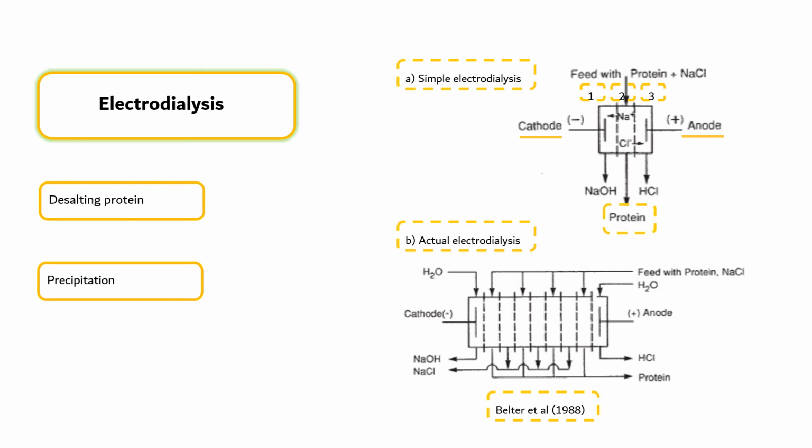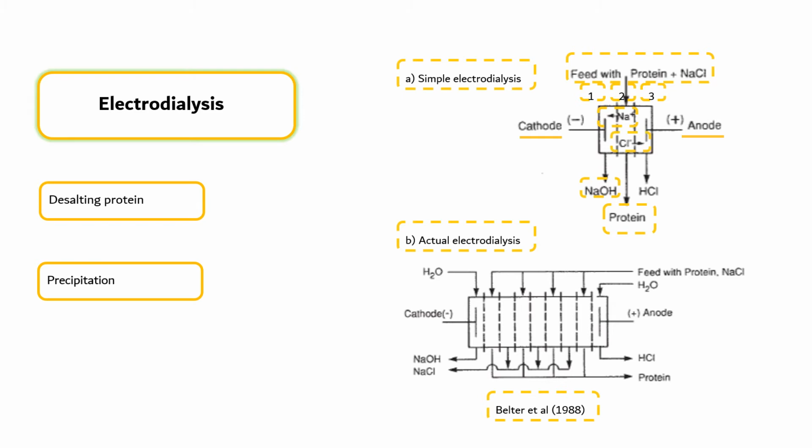The large protein cannot pass through the membrane. A solution containing the protein and a small electrolyte like sodium chloride flows into the center compartment. Sodium ions in the solution are drawn toward the cathode on the left. At this cathode, water is split to produce sodium hydroxide.